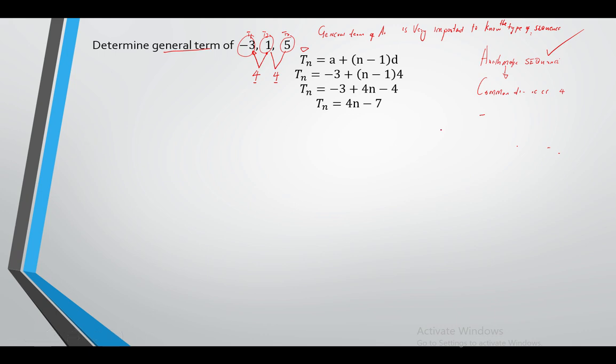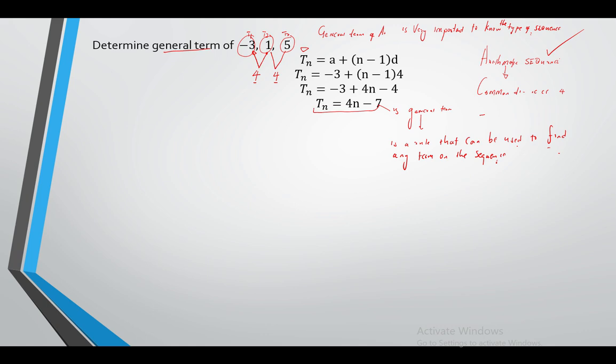Tn equals 4n minus 7. This is a general term. And let's talk about a general term again. A general term is a rule that can be used to find any term on the sequence.